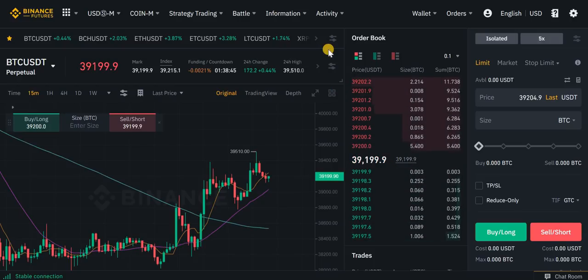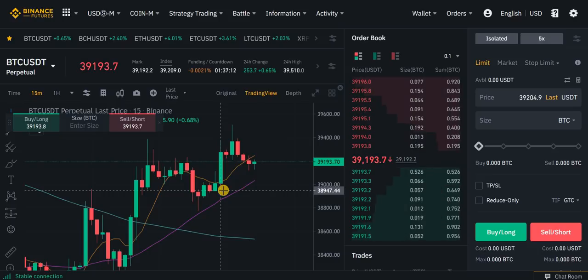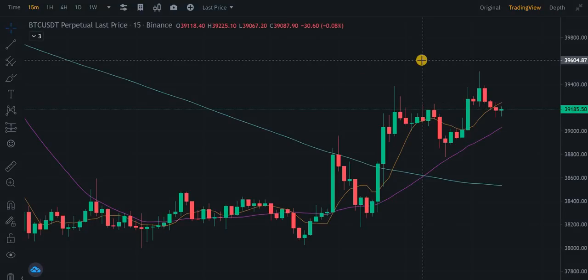Right now, I am on the Binance Futures Trading Platform, and this is the Bitcoin USDT price chart. Currently, I am on the 15-minute time frame. If you look at the chart, you would see that there is original, trading view, and depth. What we are going to use in this video is trading view, so you can go ahead and click on this. This right here is the Bitcoin USDT chart on trading view. What I will do right now is enlarge this chart. You click on this. Now you can see the price chart clearly.